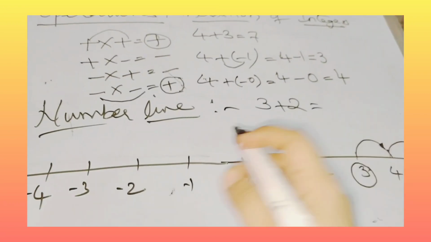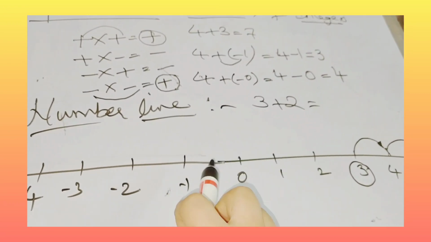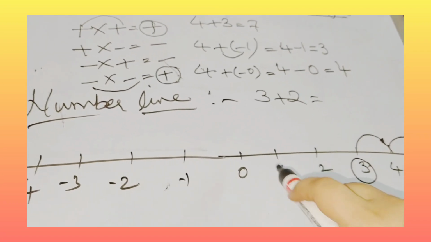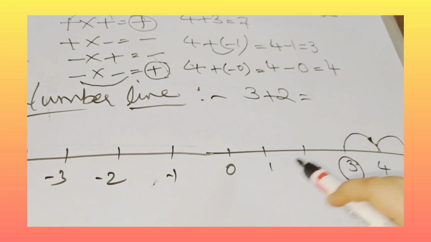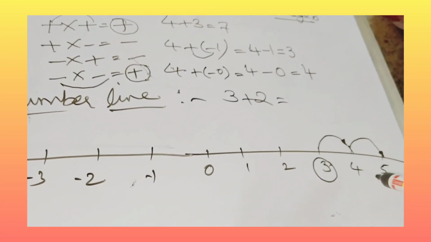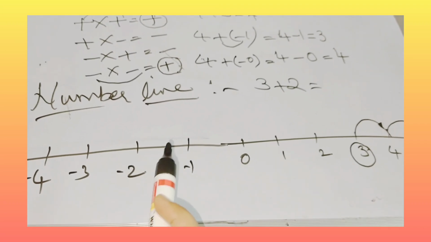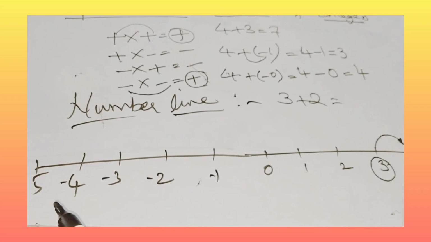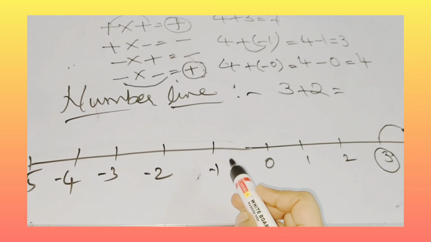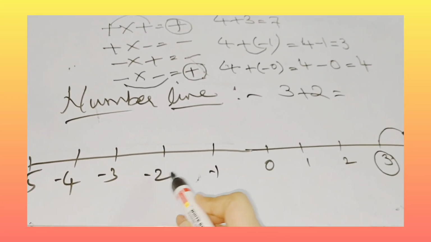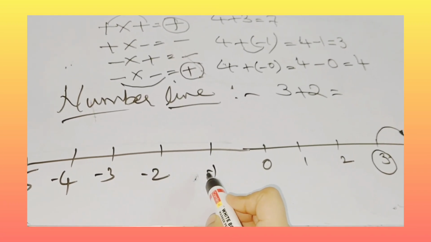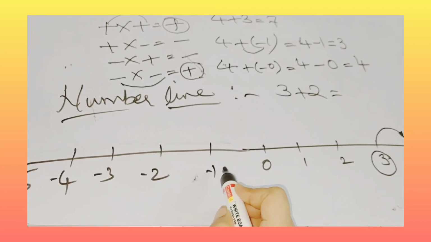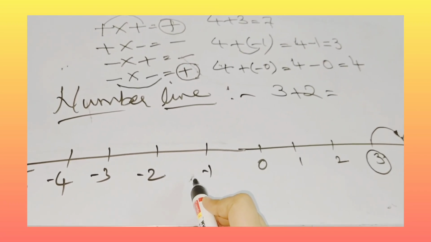How to draw the number line in addition? Here we have to take 0 in between, and you have to take the plus numbers on the right side: 1, 2, 3, 4, 5. And the minus numbers you have to take on the left hand side: minus 1, minus 2, minus 3, minus 4 and minus 5. Don't write the minus on the right of the number; write the minus symbol on the left side of the number. Most students make this mistake.